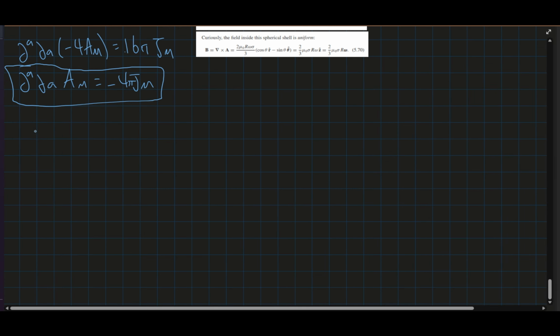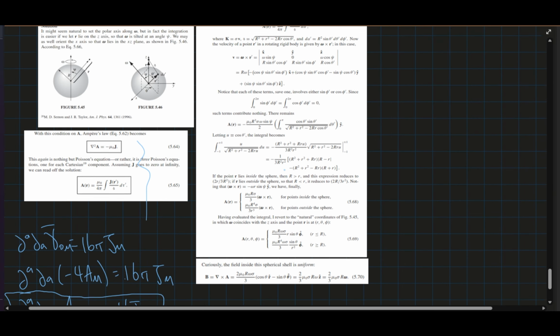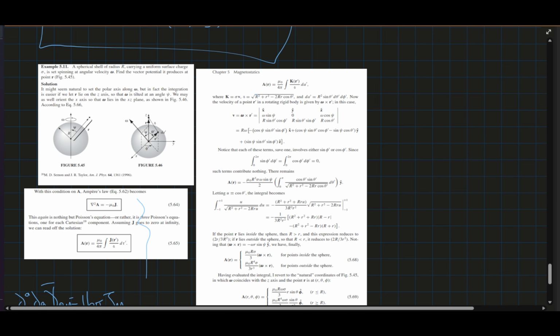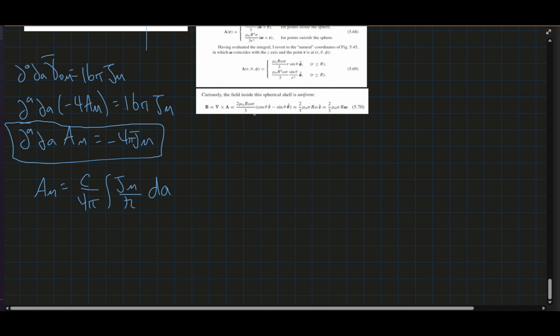So I'm going to copy down that exact equation. It's going to be c over 4 pi integral j mu for r over the area element. Griffiths tells us what script r is, so we can go ahead with that. We also know that c is 4 pi, so we're just going to get rid of this term in front altogether.